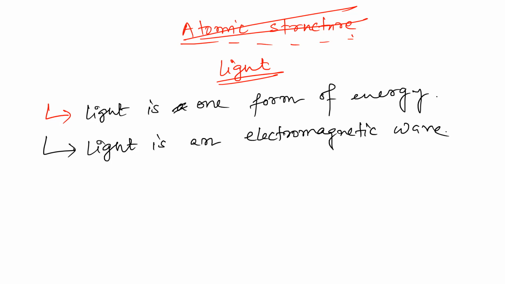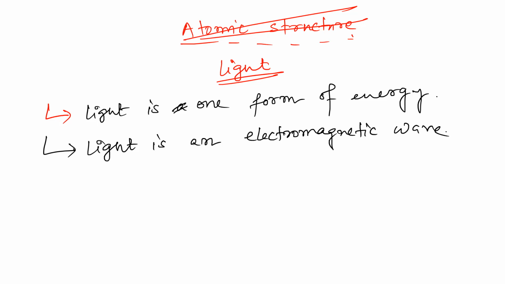Light is one form of energy, right? Because with the presence of light energy, we are able to see the surrounding things, right? Even in the presence of the sun, we get sunlight in the daytime. And with the help of this light energy, we are able to see everything around us. If there is no light, we are not able to see anything. Though we have eyes, we are helpless without a source of light.